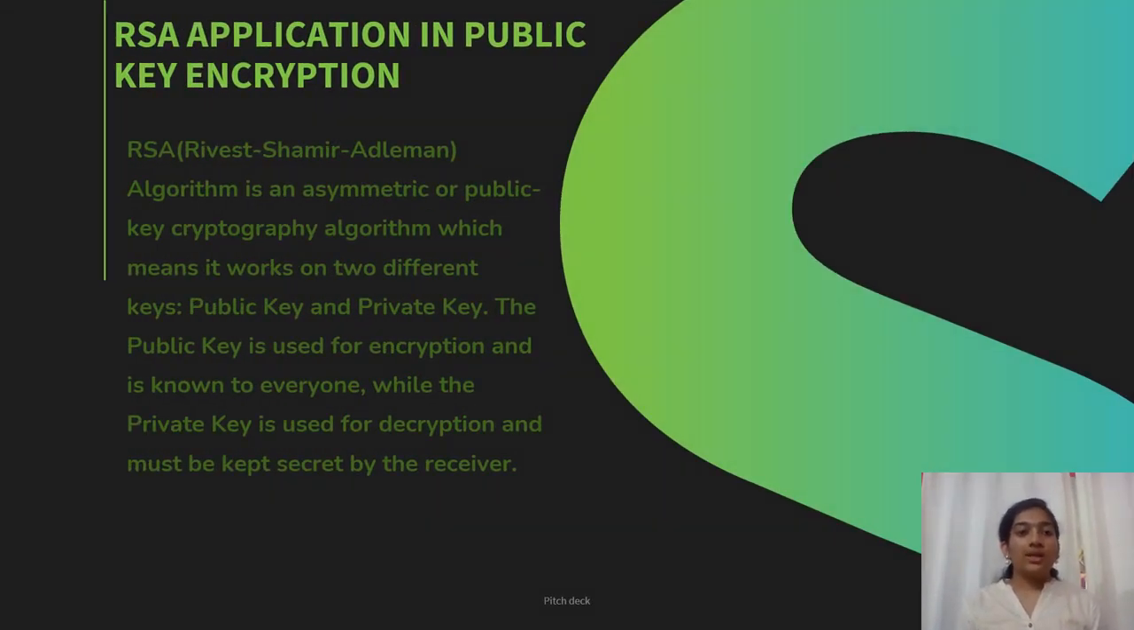So, what is RSA? RSA algorithm is an asymmetric or public key cryptography algorithm, which means it works on two different keys. The first one is public key and the second is private key. The public key is used for encryption and it is known to everyone. Private key is used for decryption and must be kept secret by the receiver.